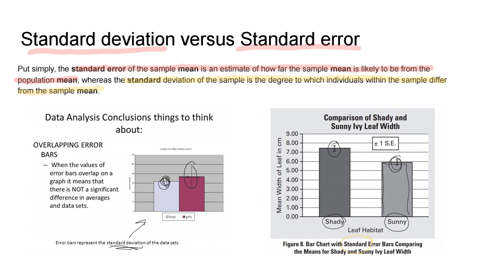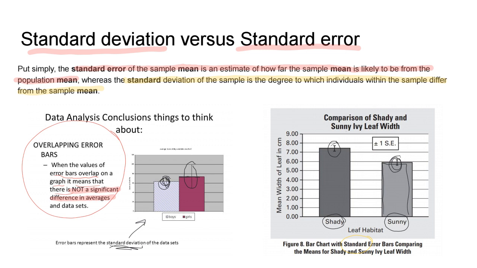How do we use these bars though? Because it's not giving us a number to use. It's not saying it's 2 away from the population size. These bars are just a way to study the graphs. So let's look at this. This is really important right here. Overlapping error bars. When the values of error bars overlap on a graph, it means that there is not, and this needs emphasis, there is not a significant difference in the average of those data sets.